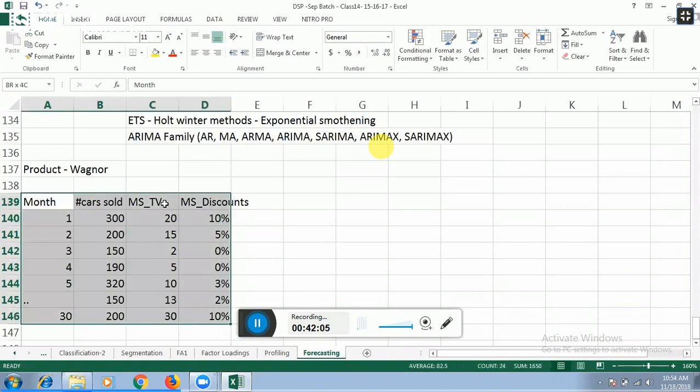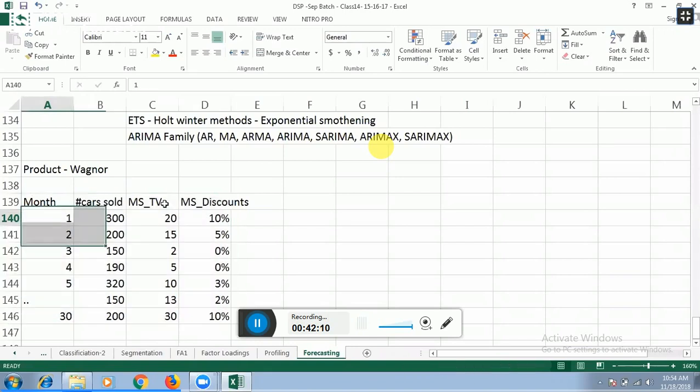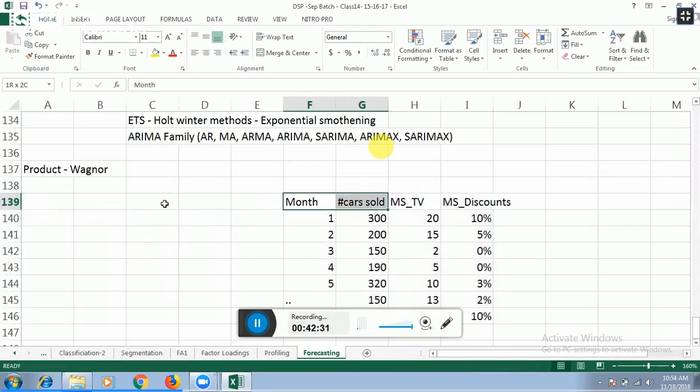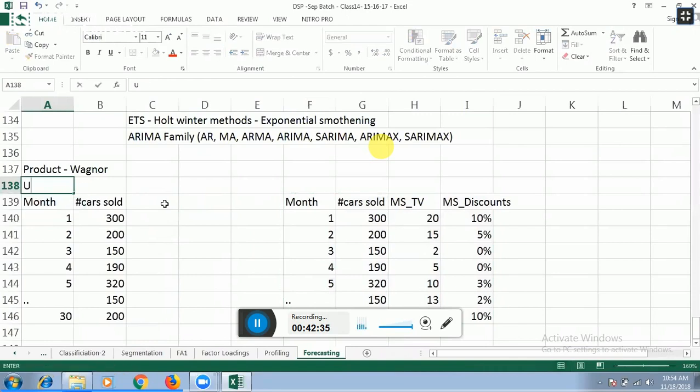If you take all of them, there are 3 series indexed by time. What are the 3 series? Cars sold, the amount spent in each month, and the percentage discount you give in each month, right? So this is what we call a multivariate time series. This is an example of a multivariate time series, and this is an example of a univariate time series.